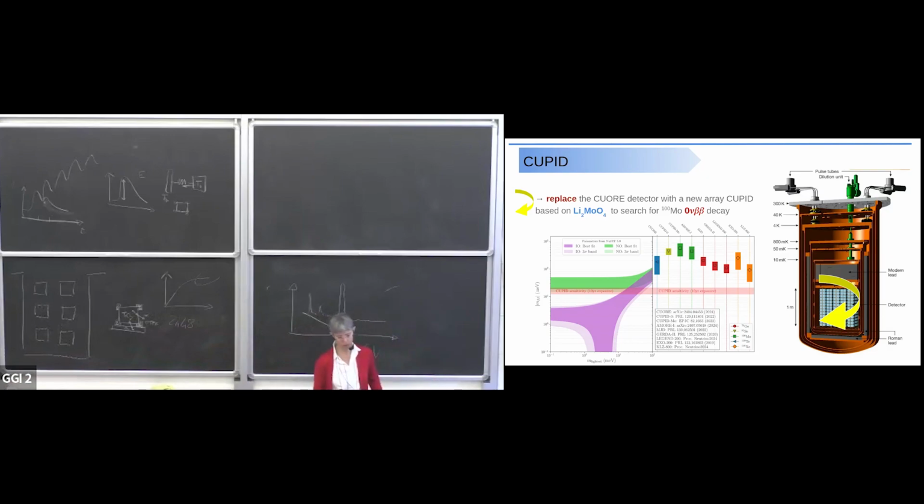And how can we increase the sensitivity replacing the detector? Replacing the detector means that we do not scale on mass. Therefore, we have to scale only on background. Okay? And so how can we do that?